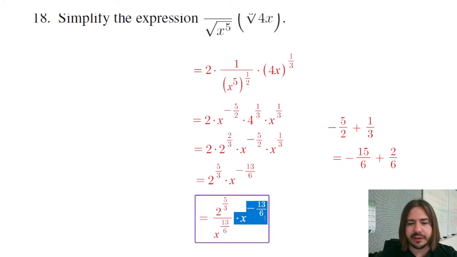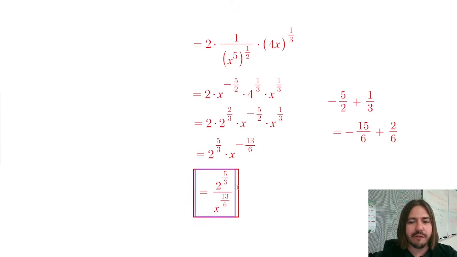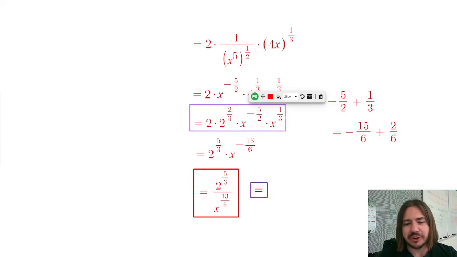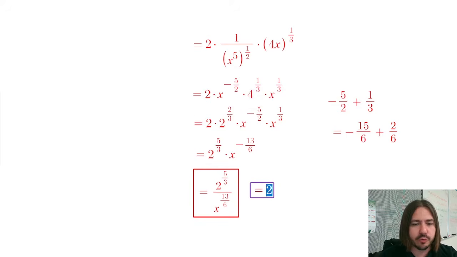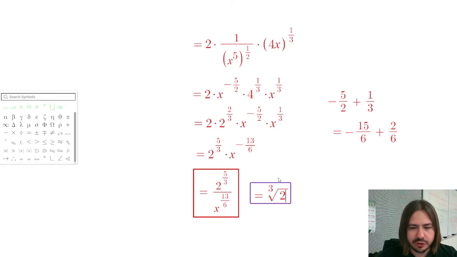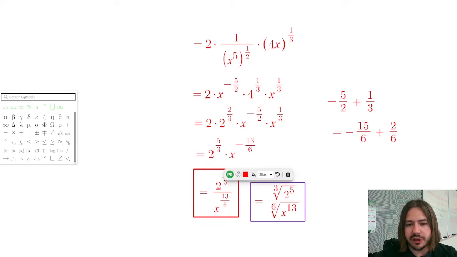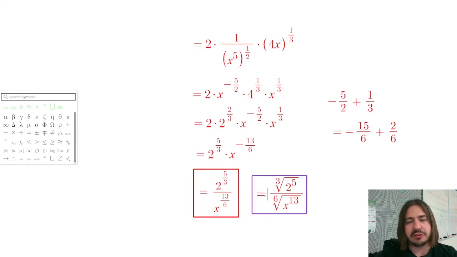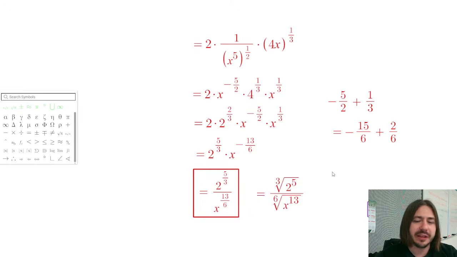And this is basically going to be your final answer. But if you really want, maybe this is a multiple choice question and all the answers are in terms of radicals, the way you would see this written is the cube root of 2/5 over the 6th root of x to the 13th. Now, I don't know how exactly it's going to look on your exam, but either of these two answers should suffice. They're both equivalent. It's just a matter of how you like them to look.